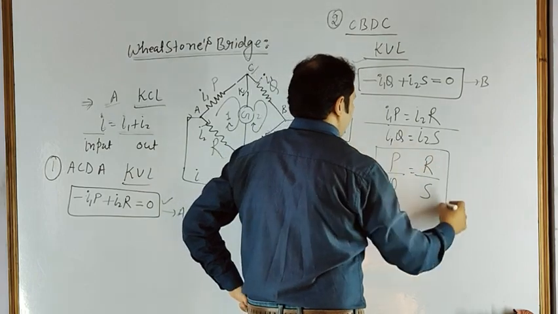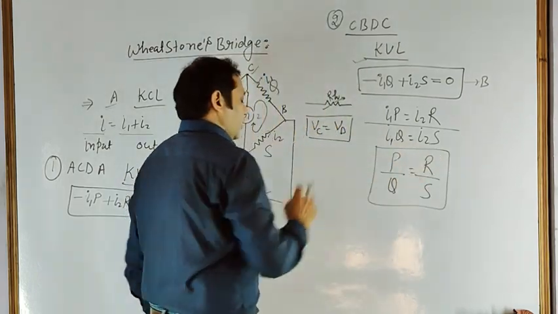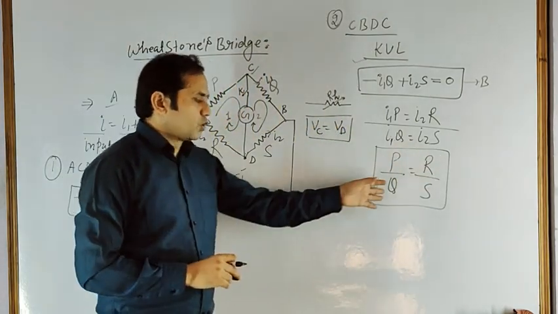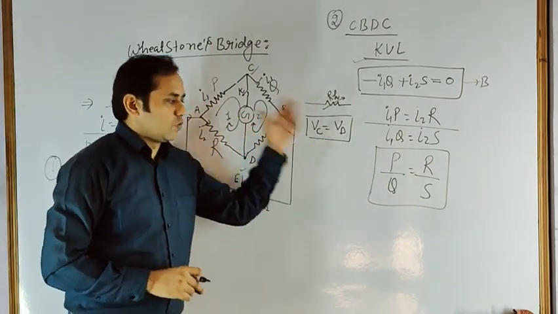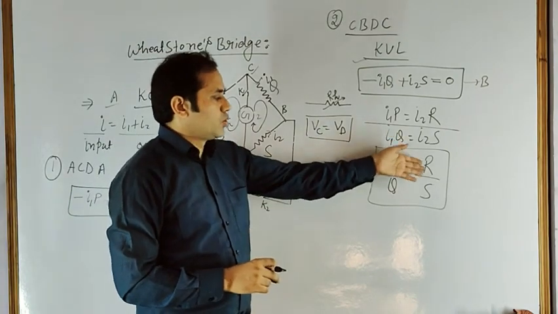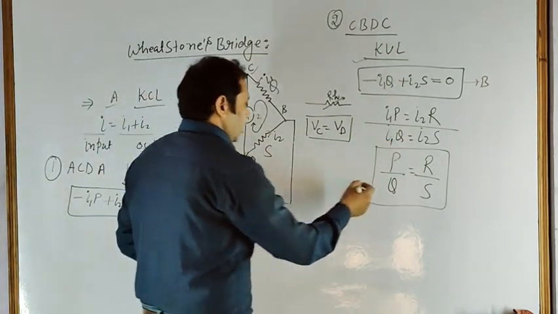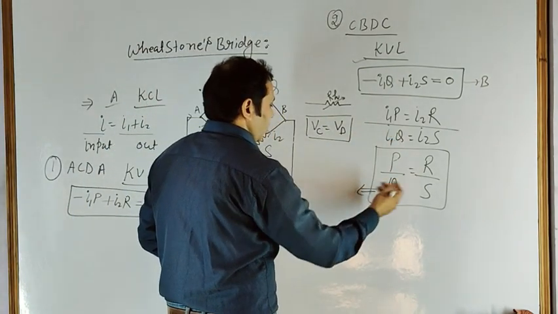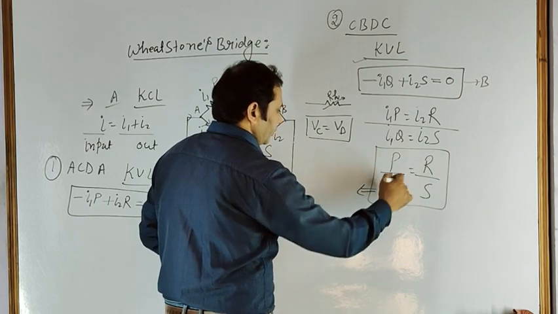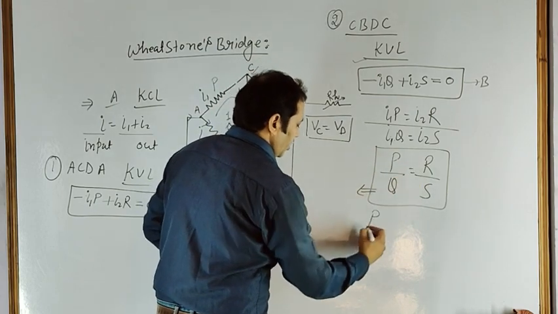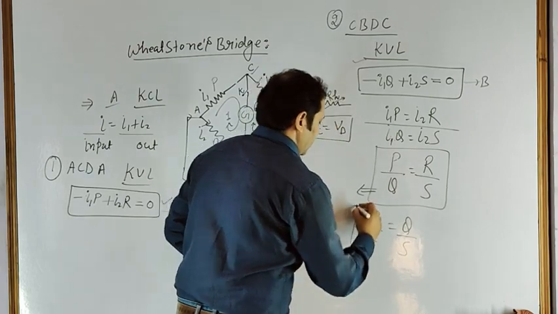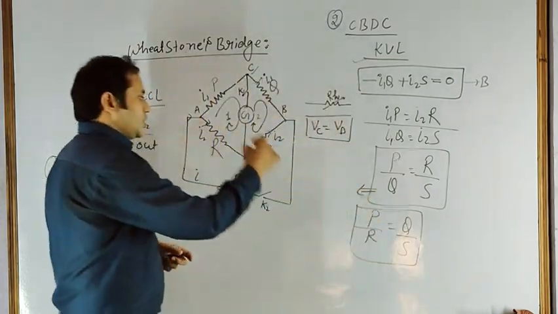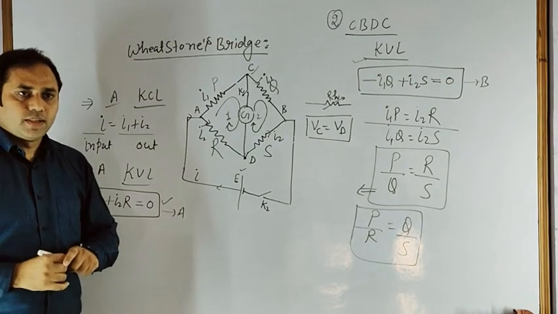If there are 3 unknown resistances in the circuit, the fourth one can be found using this balance equation. P upon Q equals R upon S. And another result you can find is P upon R equals Q upon S. So this is basically the concept of the Wheatstone bridge.